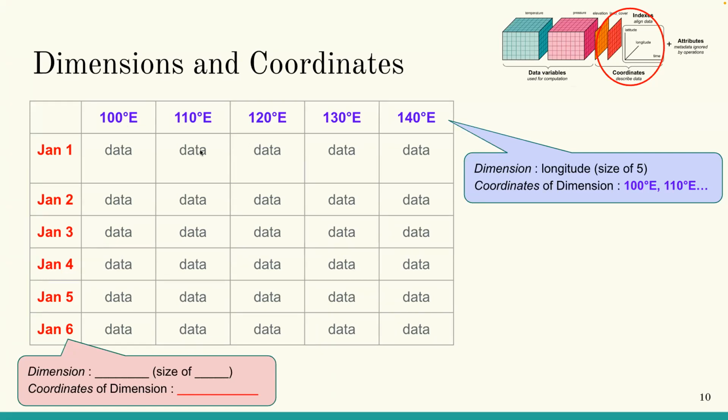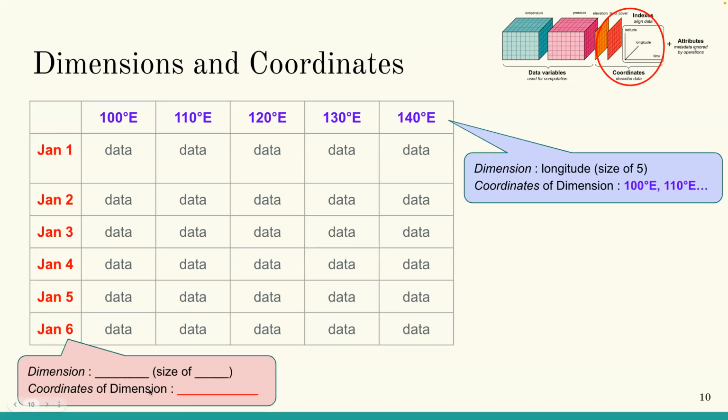For example, I'm showing you the longitude of your data, and the resolution is 10 degree, right? So the dimension is called longitude, and the coordinates are the actual values, 100 degree east, 110 degree east, and so on and so forth. So the coordinates are the actual numbers. The name of the dimension is longitude.